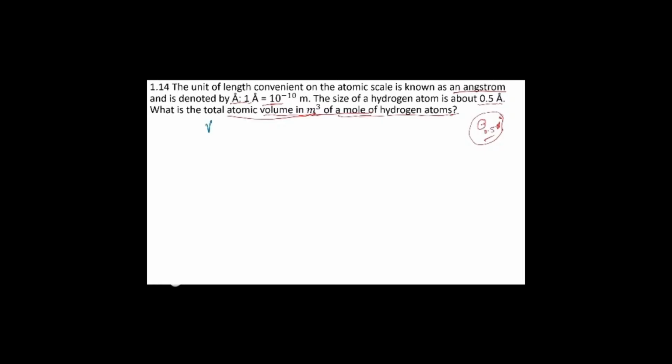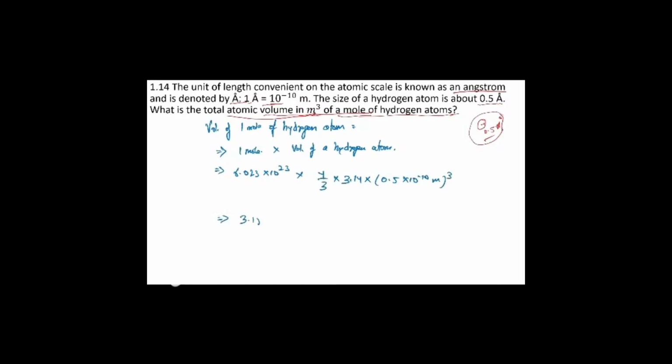So we need to find that. So let's start the calculation. So volume of 1 mole of hydrogen atom should be equal to 1 mole multiplied by volume of a hydrogen atom. Upon calculation we get 3.15 into 10 raised to the power minus 7 meter cube.